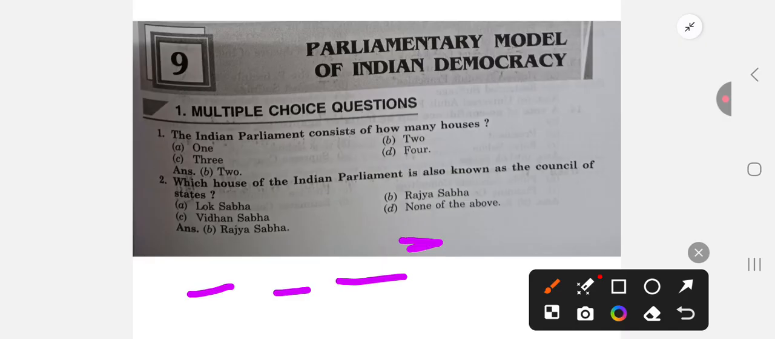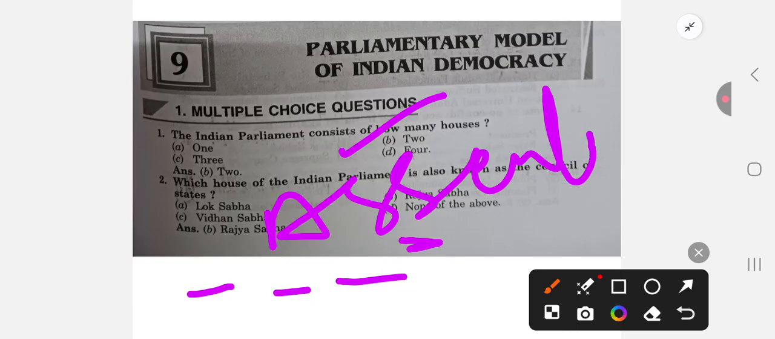First, multiple choice question. The Indian parliament consists of how many houses? We know that our parliament has two houses. Two houses, remember. But if the structure or formation of Parliament is asked, then you will say Lok Sabha, Rajya Sabha plus President. President is included in parliament because president gives assent to the bills, right? So, otherwise houses are 2. So, answer is B, 2.